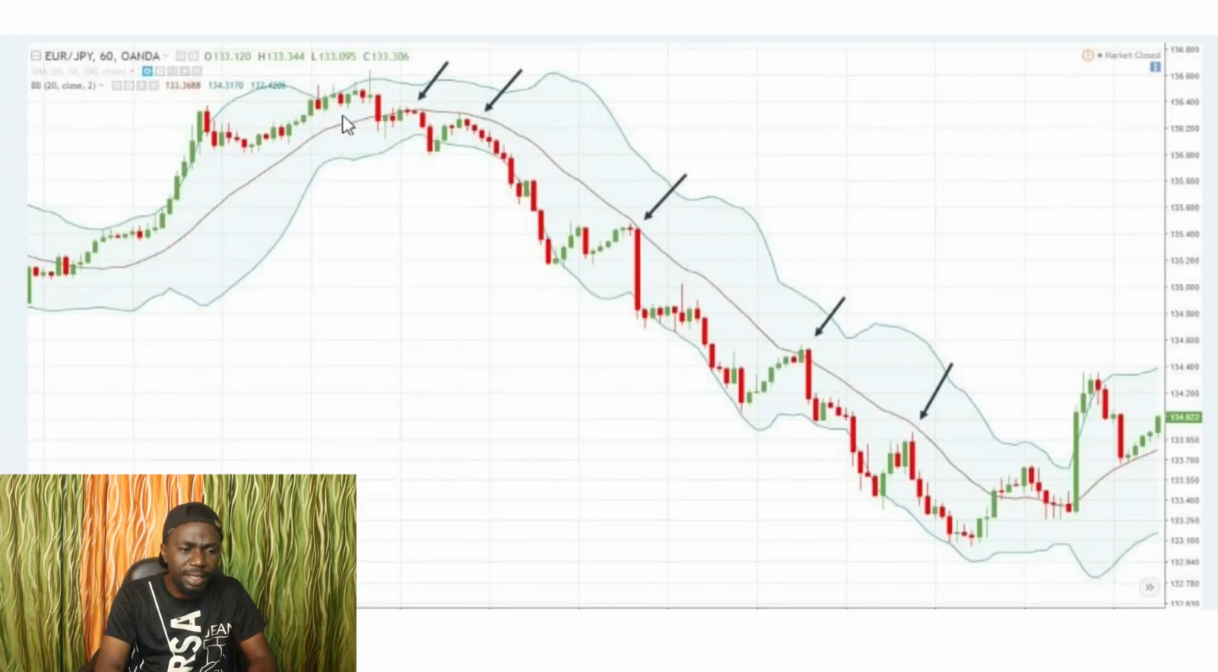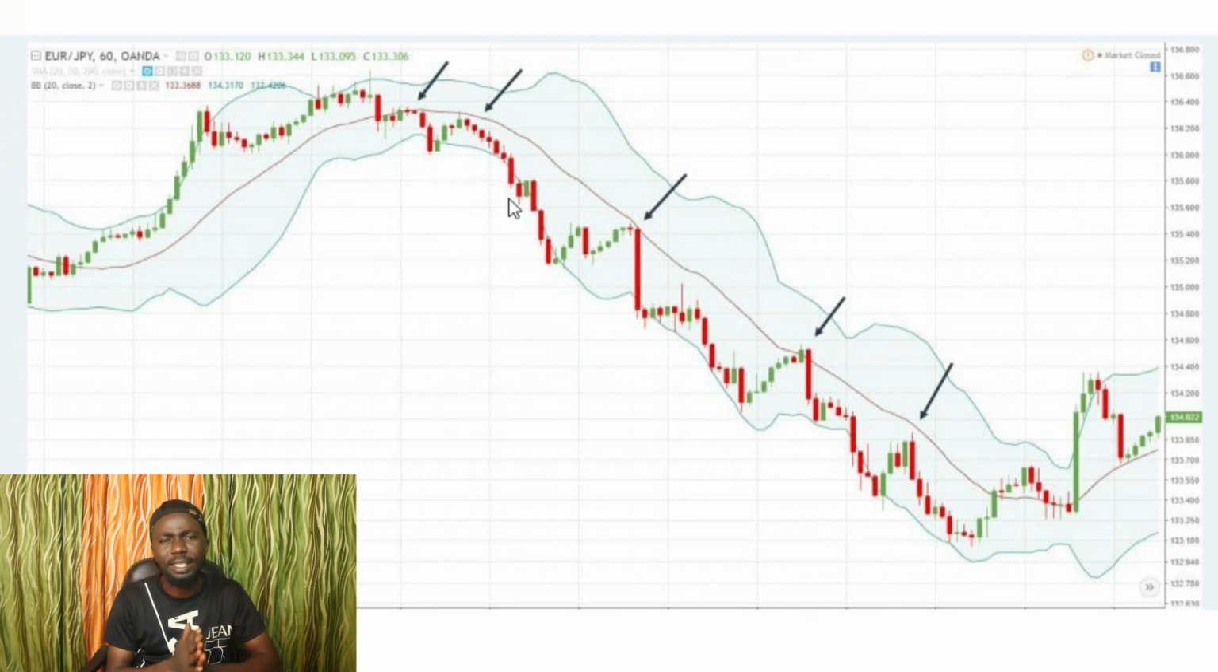Where are you expected to sell? You are expected to sell when the price makes a pullback to the 20 EMA. That is where you are expected to sell. So if you watch this chart clearly, you see that the market is clearly in a downtrend, making lower high and lower low, lower high and lower low, lower high and lower low. So in this scenario, you are not expected to buy when the price breaks below the lower band, right? Once price breaks below the lower band, you are not expected to buy.